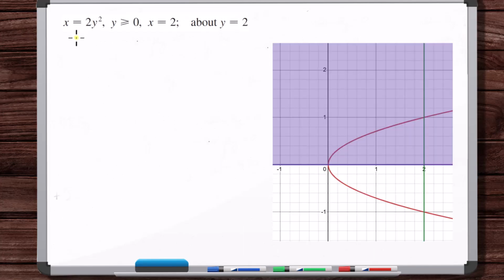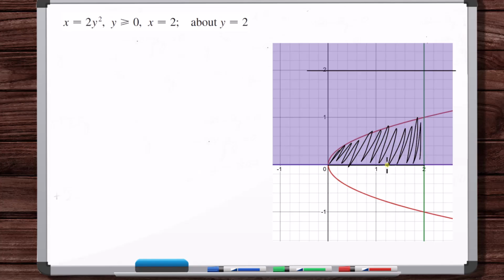All right, so here we've got x is equal to 2y squared, y is greater than or equal to 0, and x is equal to 2. Here is x is equal to 2y squared, here is x is equal to 2, and the shaded region in purple is y greater than or equal to 0, and we want to revolve this around y is equal to 2. This is kind of confusing, but by saying y is greater than or equal to 0, they're in effect putting a line here. And so now this is the region.